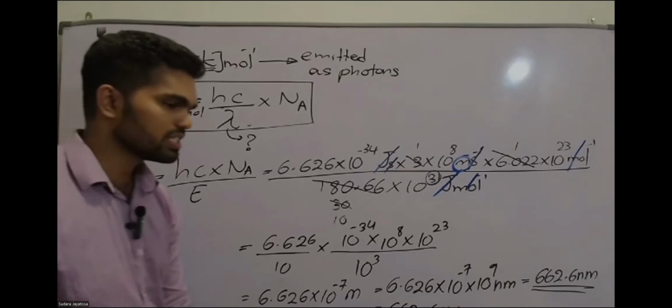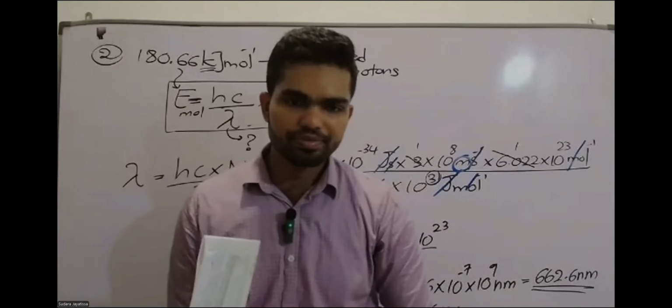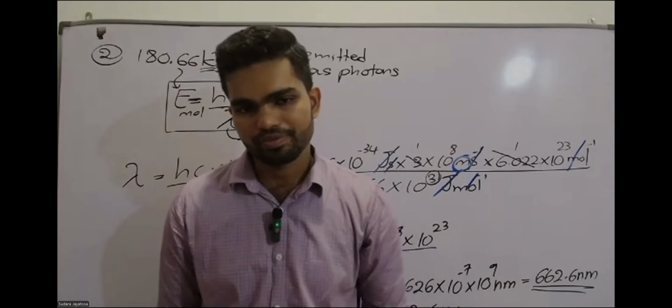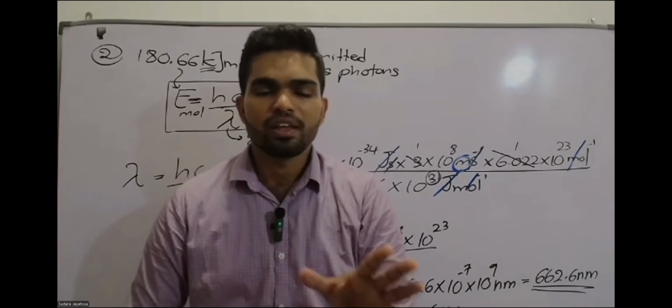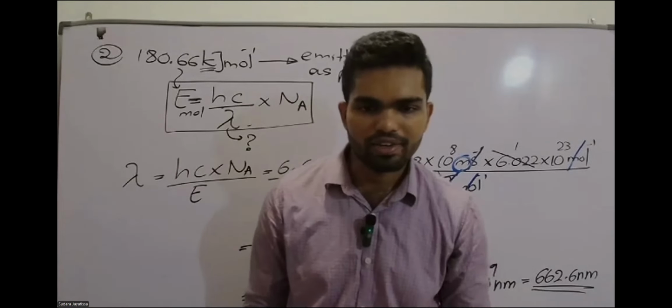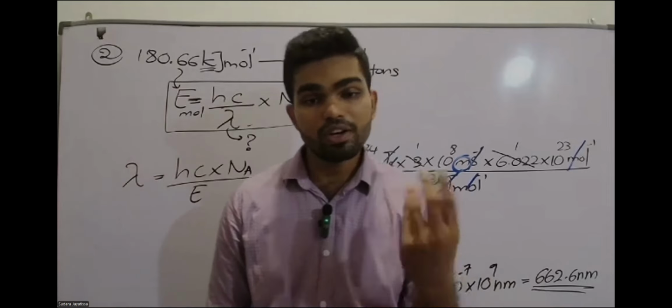For the first MCQ, what did we do? How did we do the question? We applied E equals hc over lambda for one photon. It gave the wavelength, and we were asked to find the energy of one photon. That was no problem, right? But in the second one, they gave the energy of 1 mole of photons.